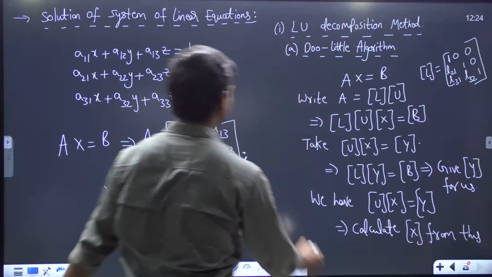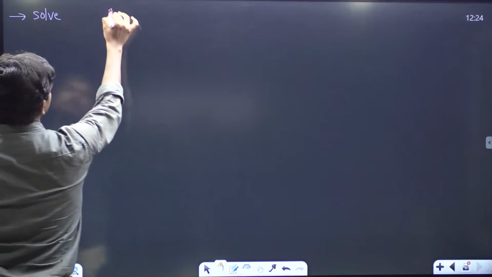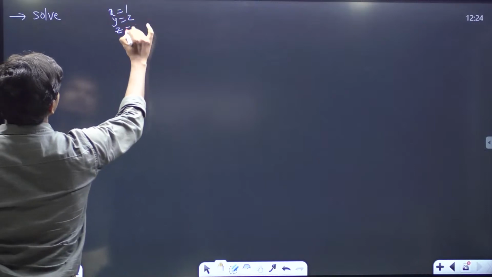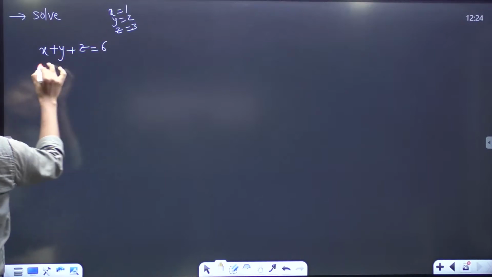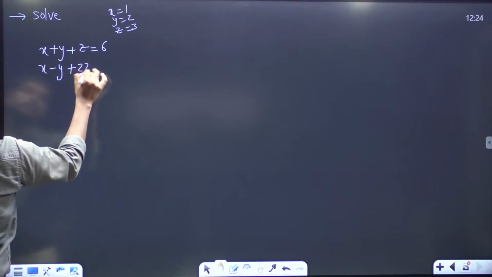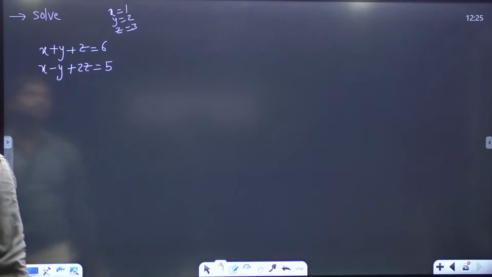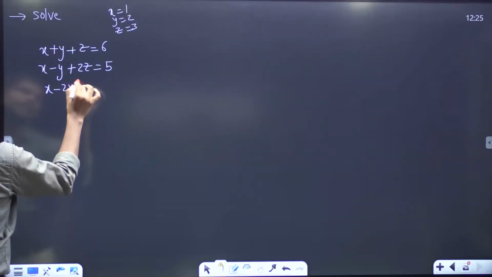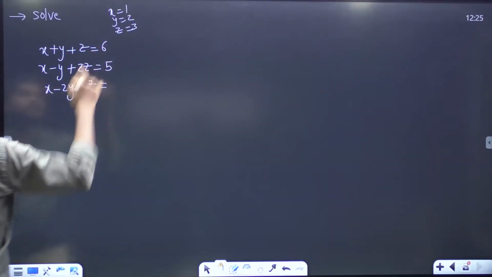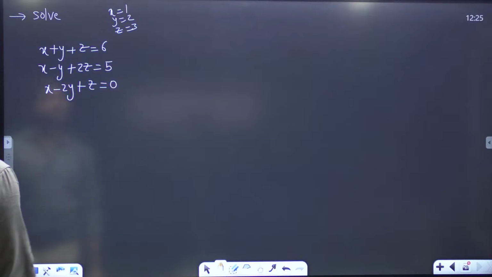Okay, so let us form one system of equations. Let x is equal to 1, y is equal to 2, z is equal to 3, for example. So let us form one system. x plus y plus z is equal to 6. x minus y plus 2z is equal to 1 minus 2 is minus 1, minus 1 plus 6 is 5. Correct? Then x minus 2y plus z, another equation randomly: 1 minus 4 minus 3 plus 3, 0. Okay, so this element is 0.